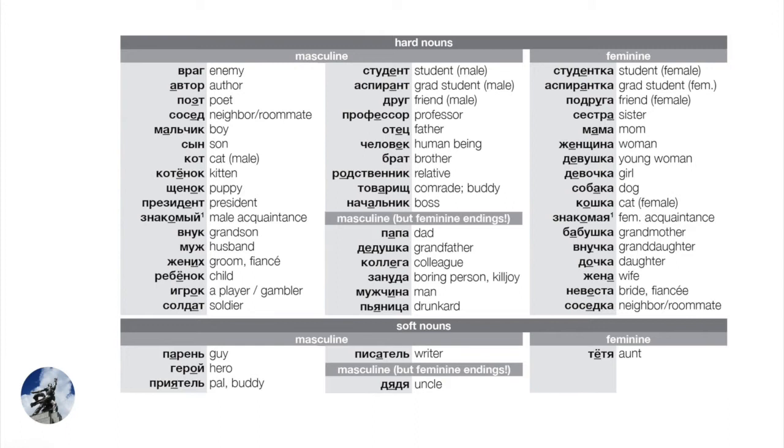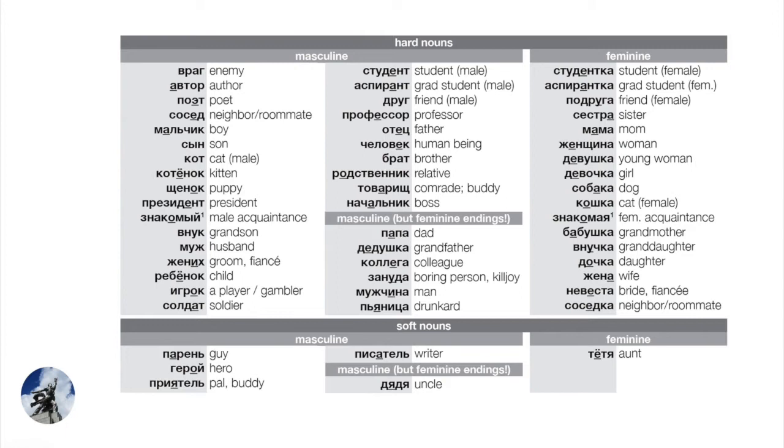And here's a soft masculine that takes feminine endings, right? So the word for uncle, дядя, looks like a soft feminine, right? But of course it describes a male person. And so this is going to be masculine for agreement purposes, although it takes feminine endings. So more on that later. Okay, finally, one new soft feminine, тётя, meaning aunt.